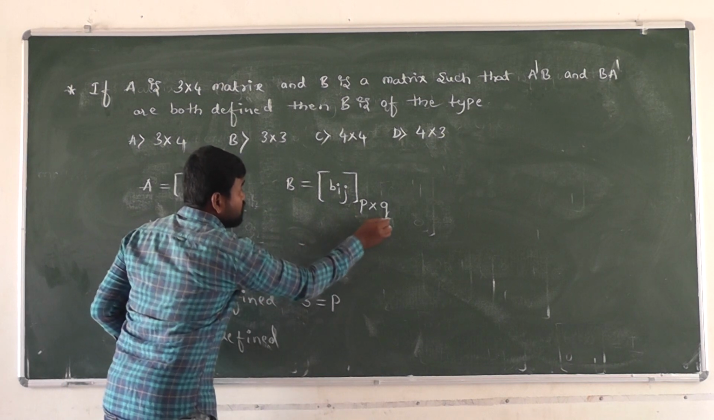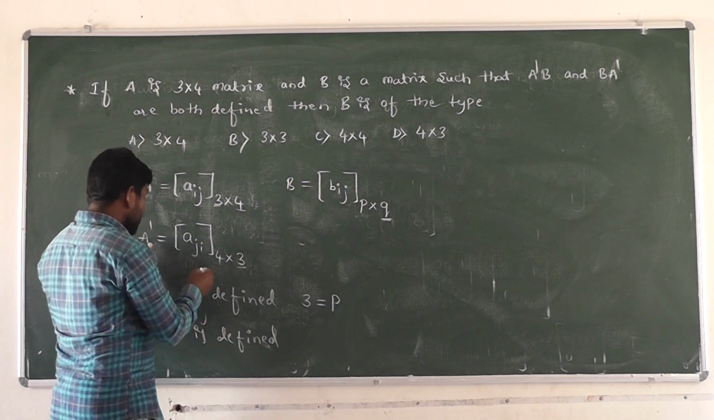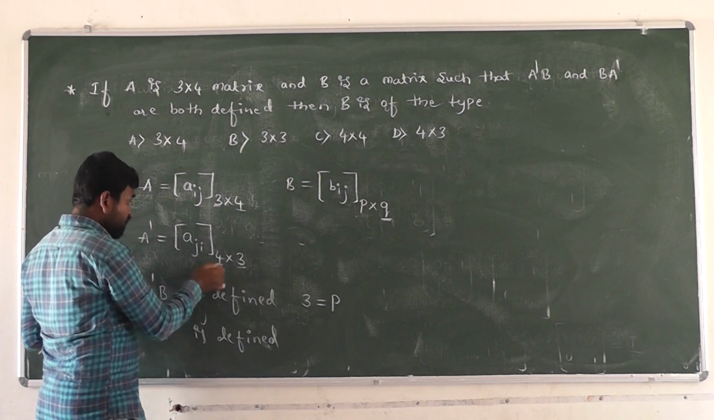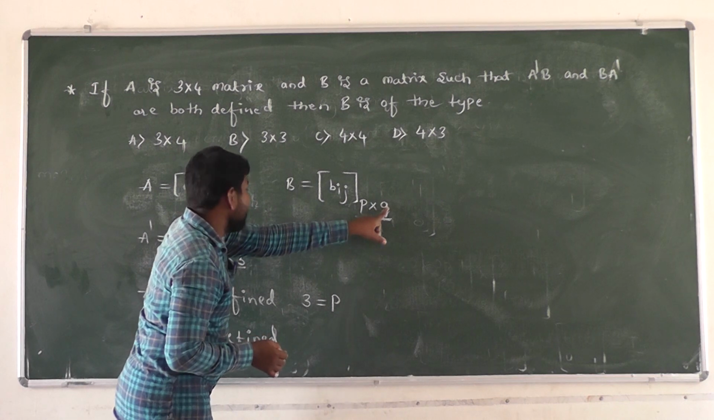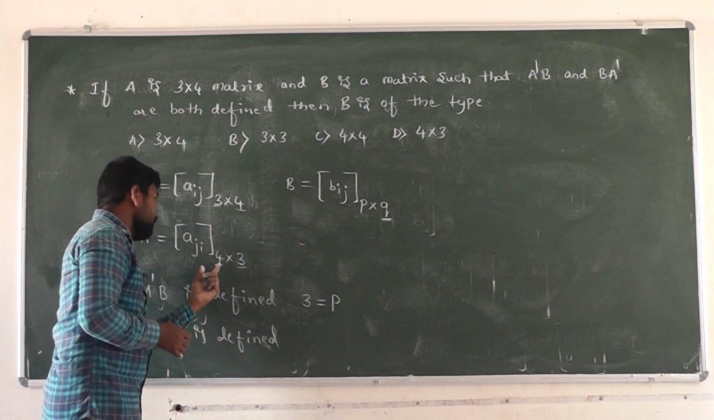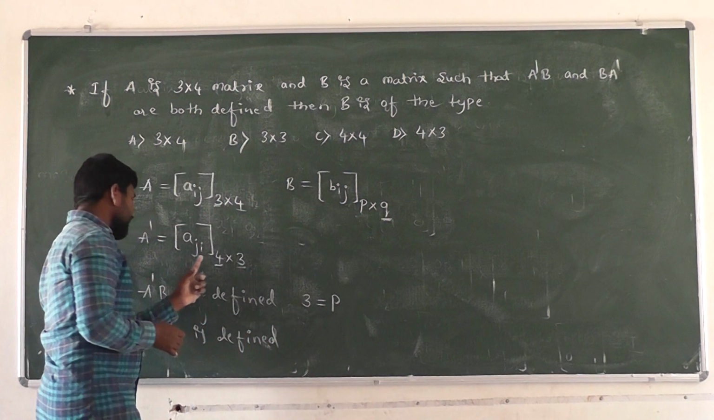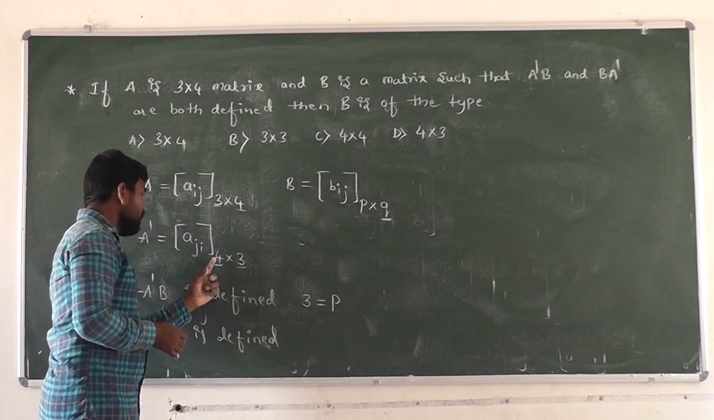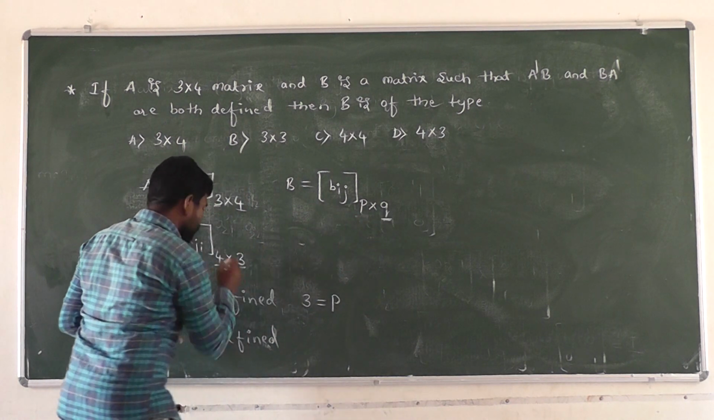But first we have to take B. What is the number of columns of the matrix here? Q, denoted by Q. Right? The number of rows of the A transpose matrix here? 4. Then the number of columns of the B matrix is equal to the number of rows of the A transpose. Both are equal here. Right? Then Q equals what here?